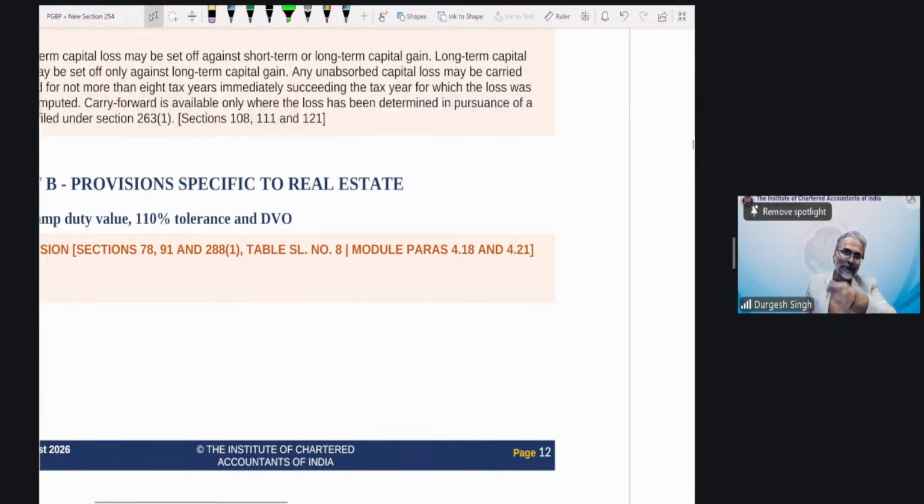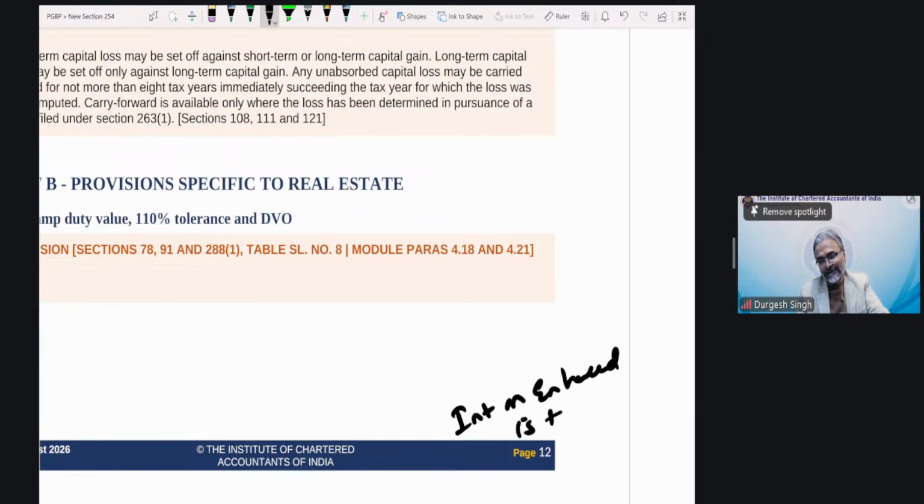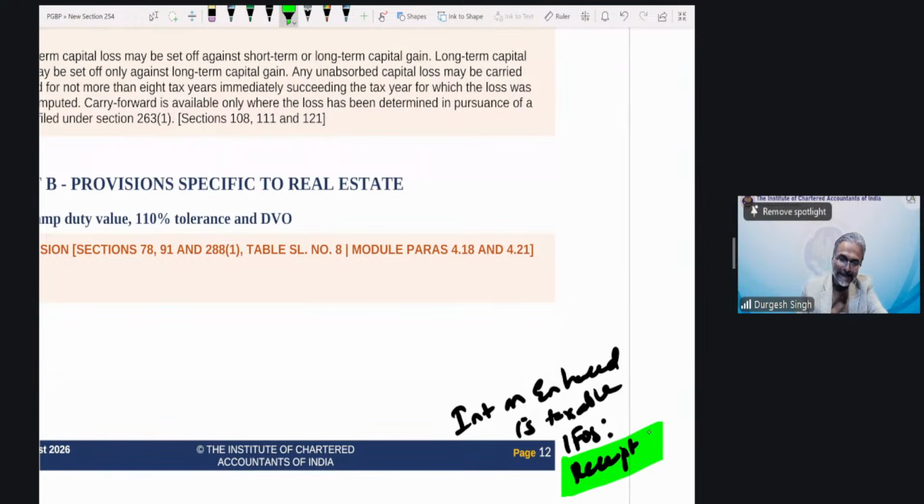Students, in today's class, interest on enhanced compensation is taxable. Taxable in which head? IFOS. And that too on receipt basis. Receipt basis. In PGBP, did you get any taxability on receipt basis anywhere? While we were discussing PGBP, was there any taxability on receipt basis? I told you that I will ensure to end the class today with a torture question. This is one. Can you recall?